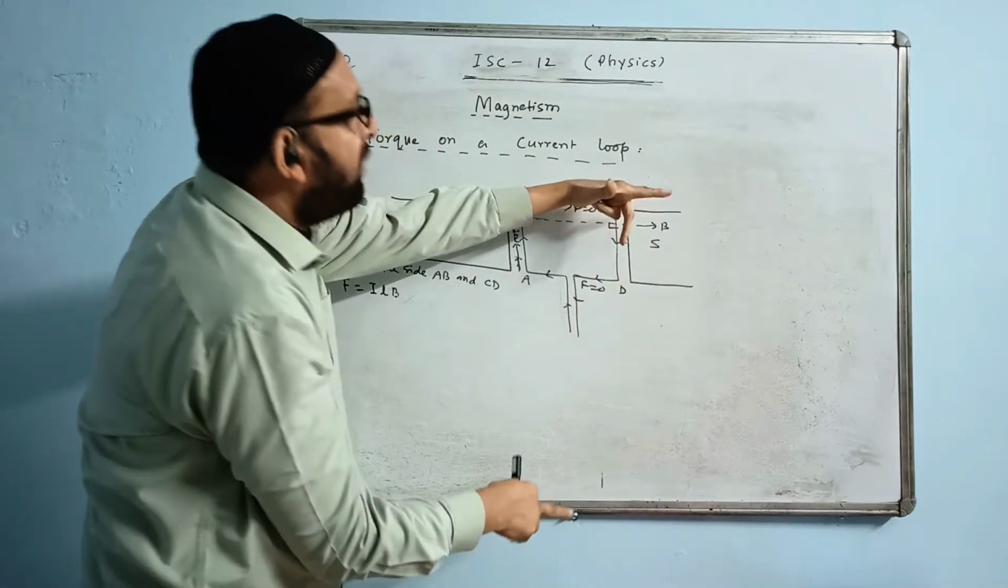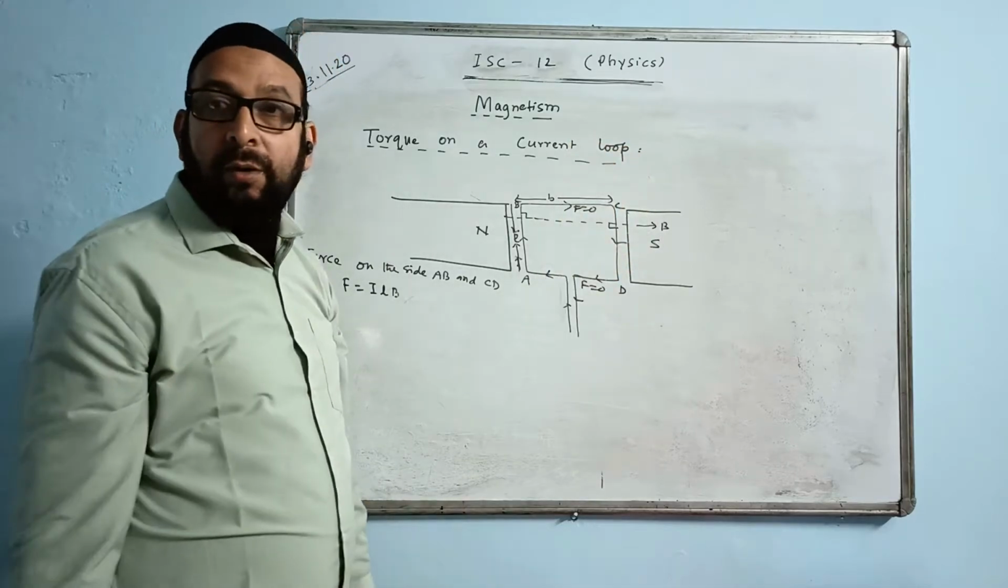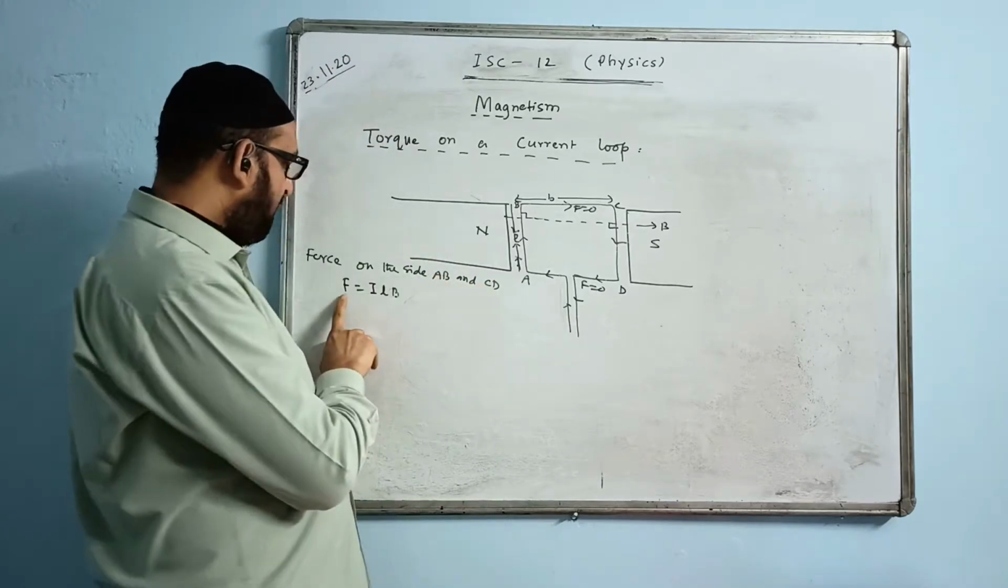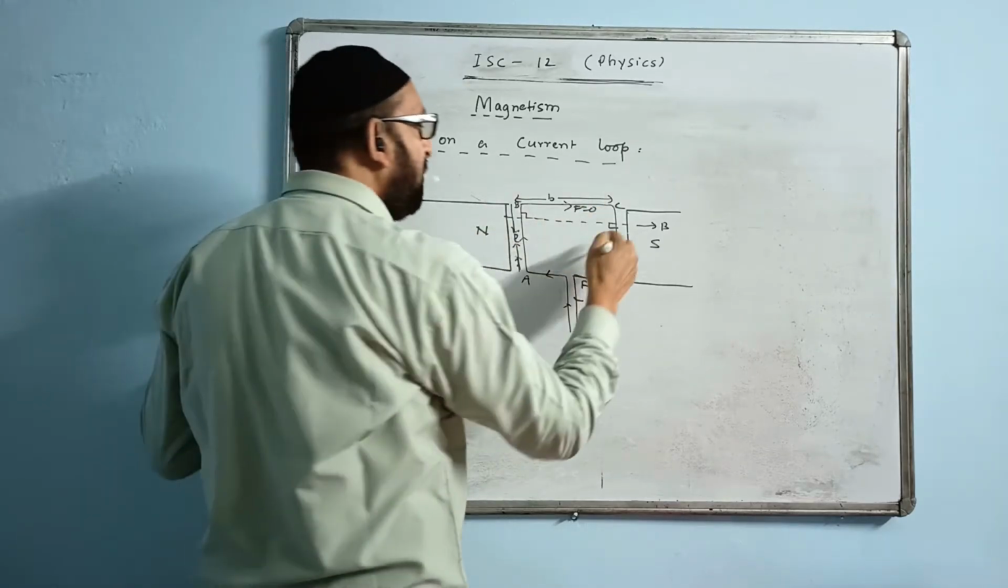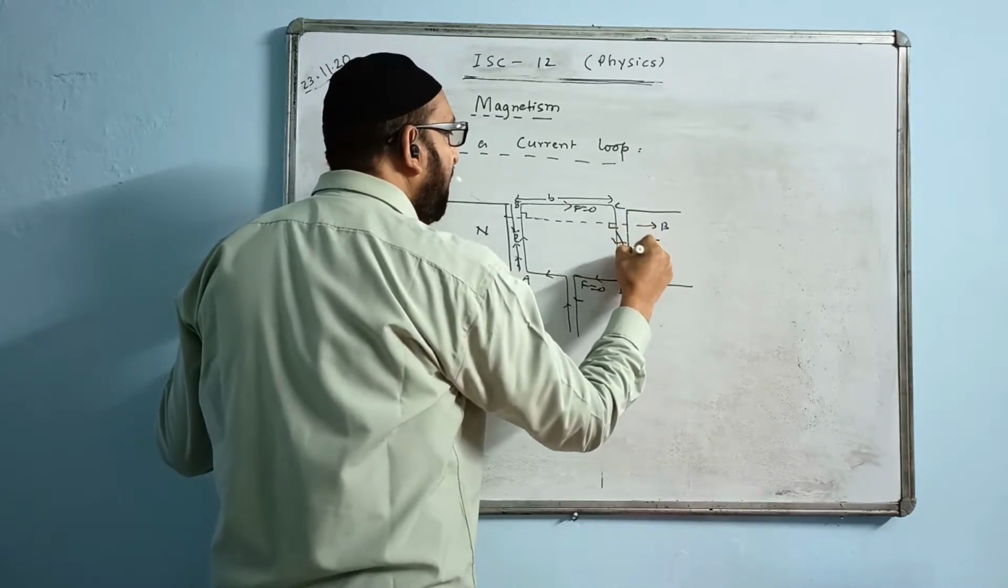Current is going down. So what direction is the thumb pointing? The thumb is pointing like this, that means outward. So the direction of this force F will be outward here. You can mark the direction here. Outward means like this, outward, F.